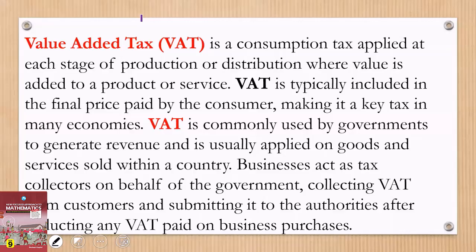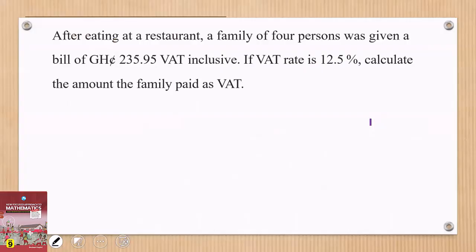And so you, the consumer, are paying the tax, and the person who's collecting this tax is the company owner or the manufacturer or the business owner, and he is the collector of this tax to be given to the government. So businesses act as tax collectors on behalf of the government, collecting VAT from customers and submitting it to the authorities after deducting any VAT paid on the business's purchases. Right, so let me take one example and see how we can calculate VAT anytime we buy something. How do you know how much you pay to the government?